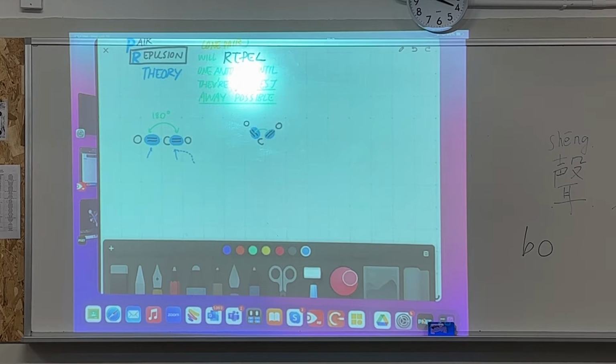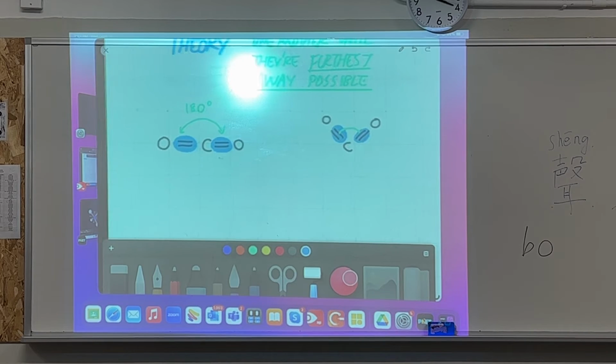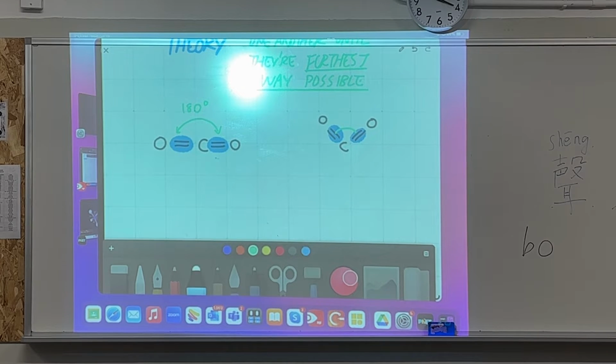Now, right now, why is this the correct shape? This is correct because 180 is far enough. Why is this an incorrect shape for CO2? That's because this is an angle less than 180. So less than 180 is not far enough. The keyword here is furthest away possible. So it's not far enough.